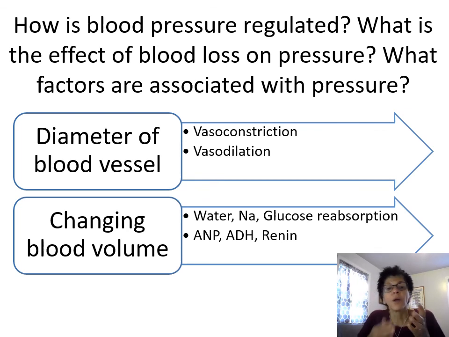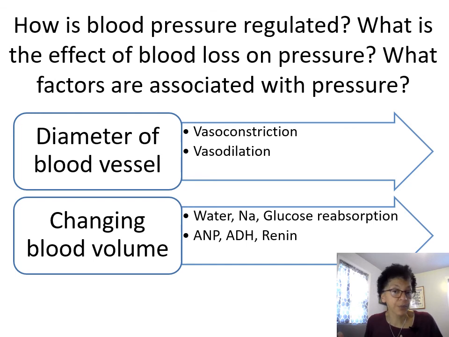Okay, so again, how do we regulate blood pressure? Two ways. We can change diameter of the blood vessel with constriction or dilation. That is fine-tuned control. That allows an organ, or structures within the organ, or neighboring capillary beds to get exactly the amount of blood they need moment to moment.